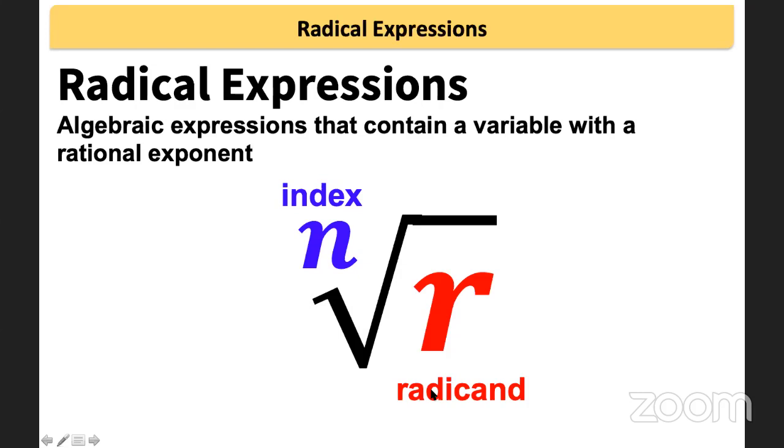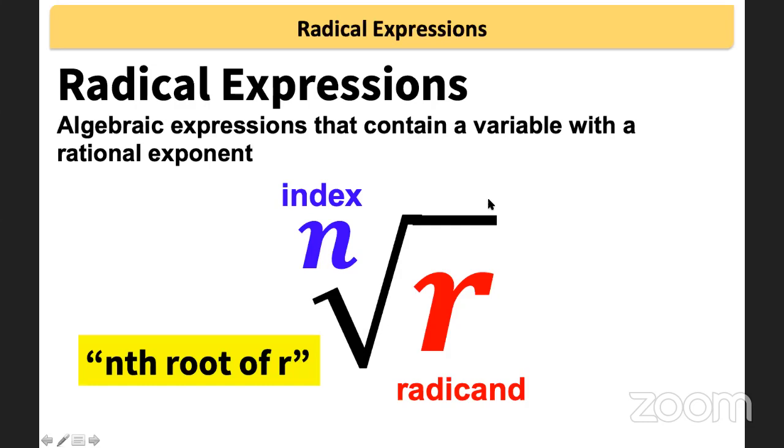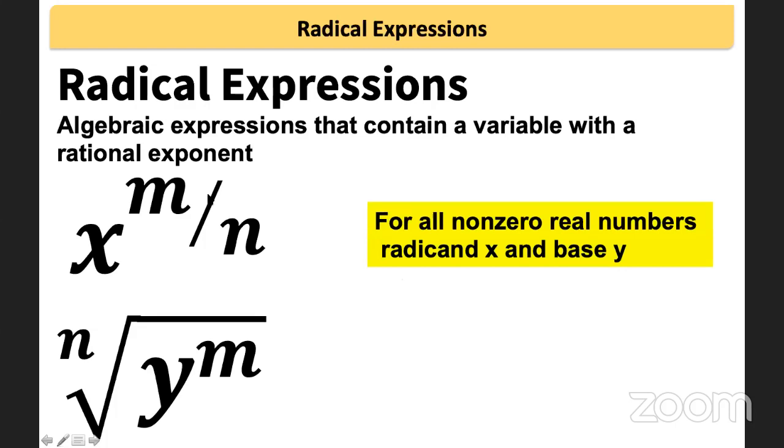We have the index here, okay, or yung denominator ng iyong rational exponent. Ating radical sign mo, this one. And then yung nasa loob ng radical sign mo is called your radicand. So anong pagbasa natin dito? Nth root of R. Okay, so kung meron tayong ganito, dapat non-zero and real numbers yung radicand natin. Otherwise, undefined siya. And yung ating M and N are integers. Okay?